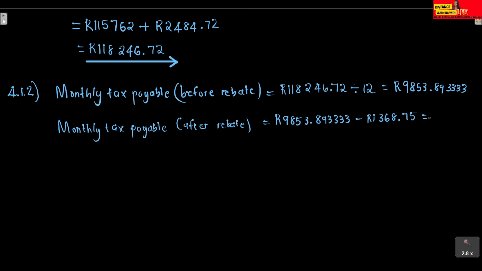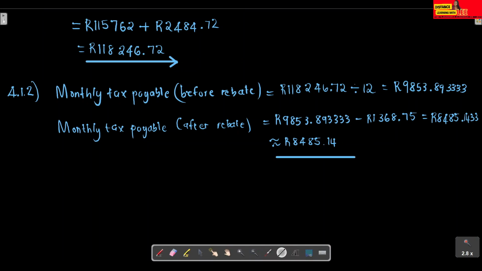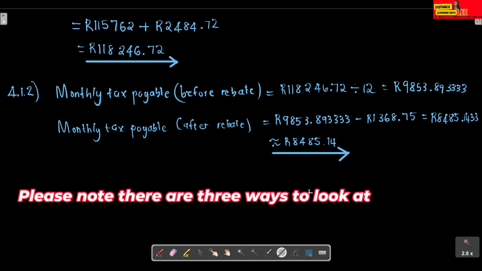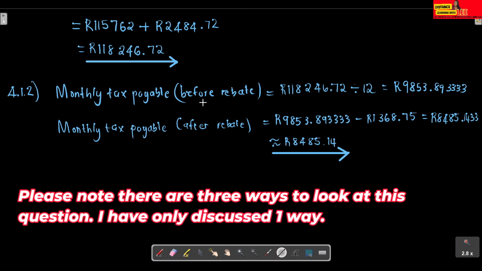If you punch this into your calculator, you'll find that his monthly tax payable that he actually pays is equal to R8,485.1433. Now we can give the final answer. This is approximately equal to R8,485.14. So that is how much Mr. Lowe, according to this formula given to SARS, pays towards his monthly tax.